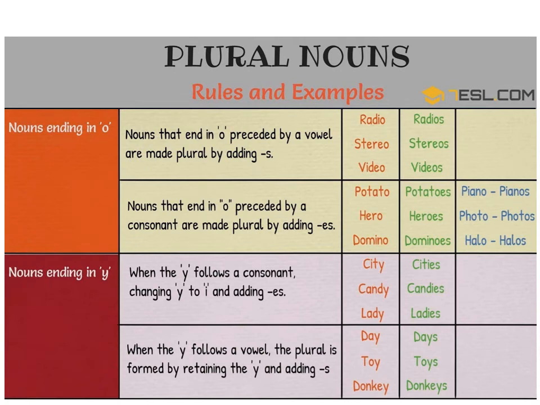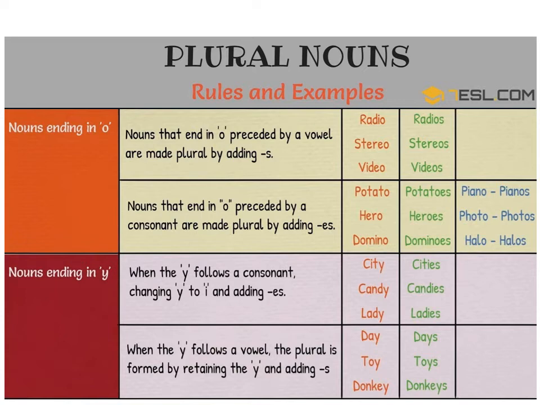Now, let's go to another one. Okay? Plural nouns, rules and examples. Now, nouns ending in O. So, we have two things that we have to do. Nouns that end in O preceded, or means followed, by a vowel are made plural by adding S. Okay? Examples are radio. And then we just put S. Radios.